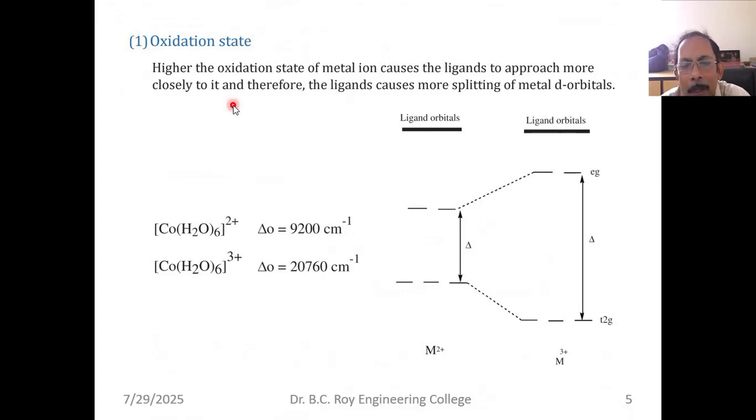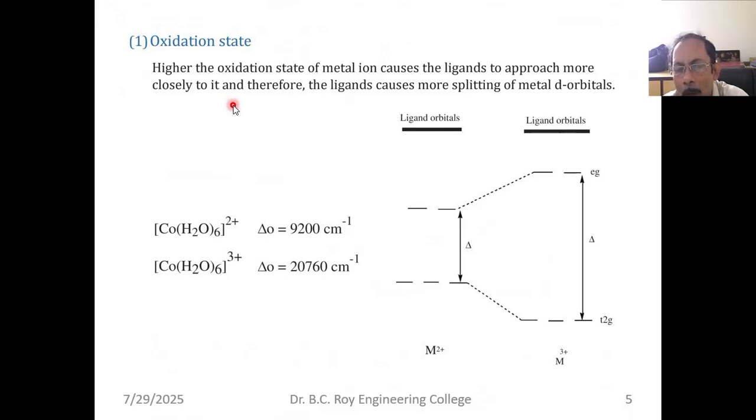If you go for a cobalt(II) ion, here the splitting energy is found to be 9200 centimeter inverse, whereas cobalt(III), the higher oxidation state, plus 3 state, is found to give a splitting energy of 20760 centimeter inverse. Here the centimeter inverse is not energy, it is wave number, but wave number is proportional to energy. Wavelength is inversely proportional to energy, and 1 upon lambda, 1 by wavelength, is called wave number. So it is proportional to energy. So higher the wave number, higher will be the energy.